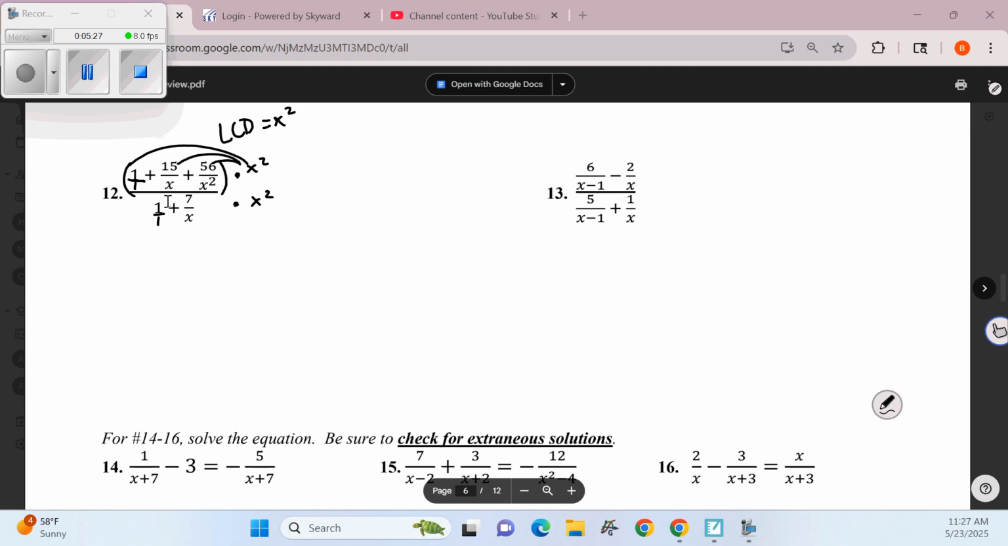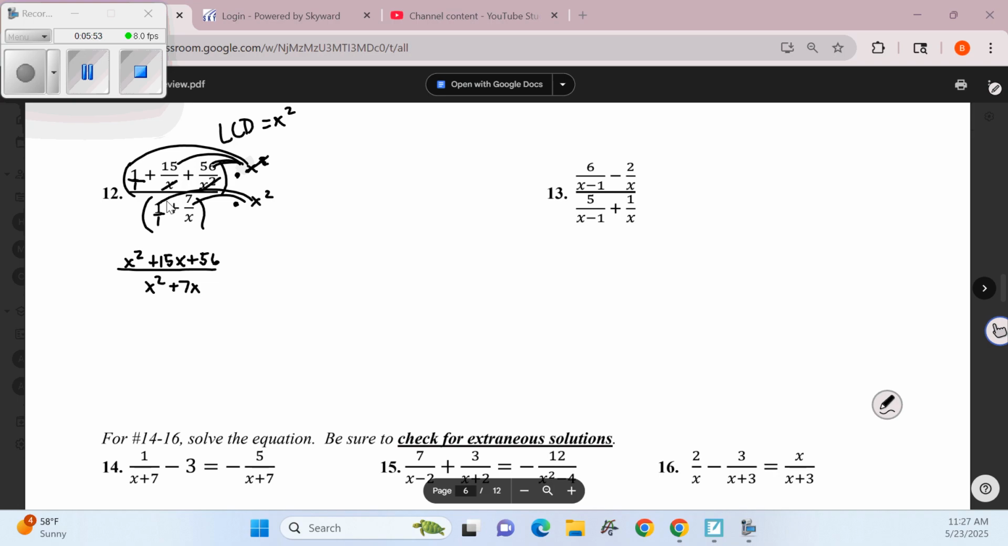So let's do the numerator first. This becomes x squared times 1, so just x squared. In the middle up here, one of your x's cancels, so you're left with a 15x. And then in your third part here, both the x squareds cancel and you're left with plus 56. By similar measure down in the denominator, we end up with an x squared plus 7x.